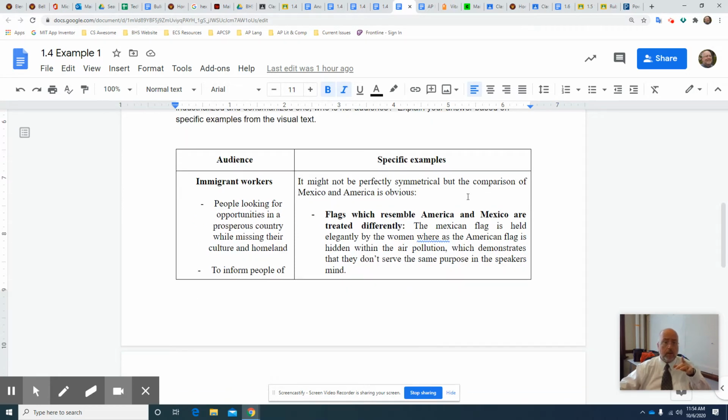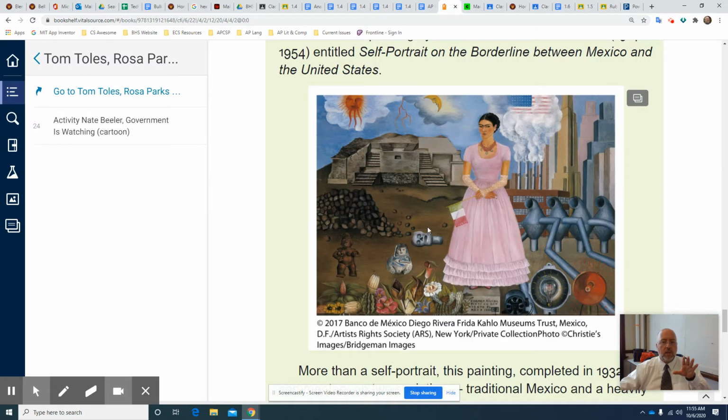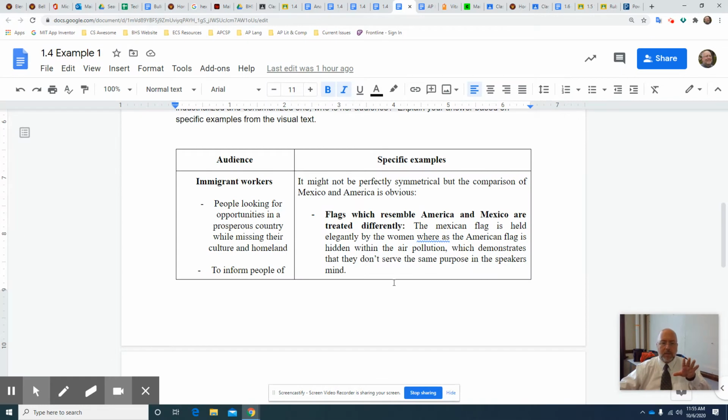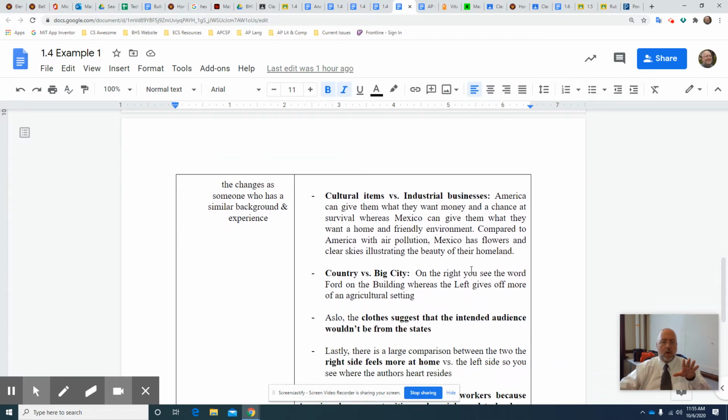Because look what she does. And I know this is a she. She says the Mexican flag is held elegantly by the woman, whereas the American flag is hidden within the air pollution. Notice what she did. She pointed out specific pieces of evidence, how she's holding the Mexican flag, and she talked about elegantly. She even cited these gloves versus how it's buried in here. So very specific pieces of evidence that back her viewpoint.